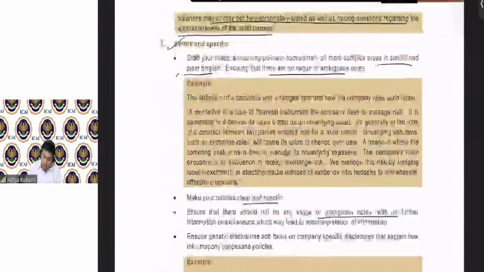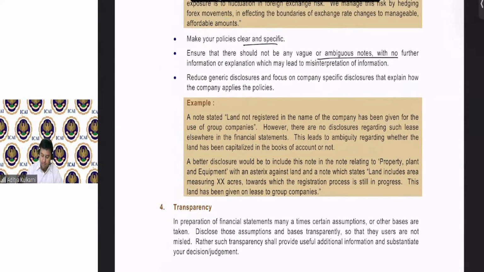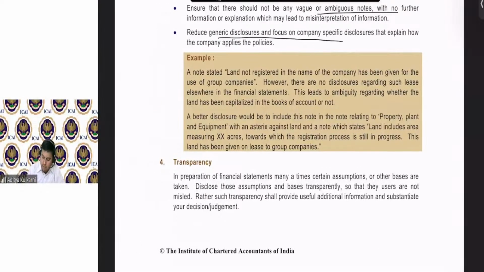So do not put any vague or ambiguous notes with no further information or explanation. Reduce generic disclosures and focus on company specific disclosures that explain how the company applies the policies. All right.